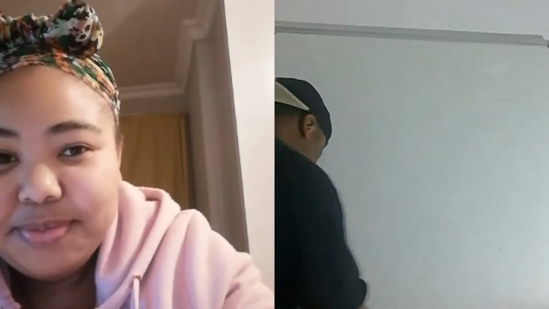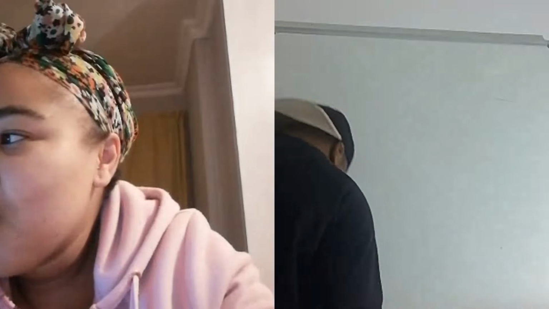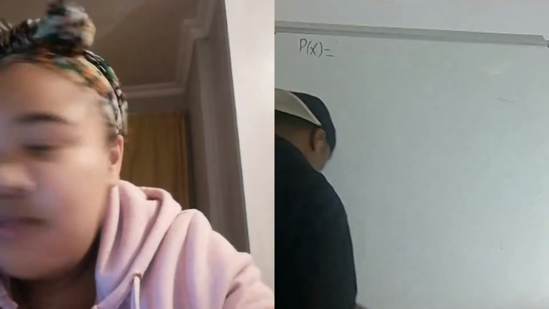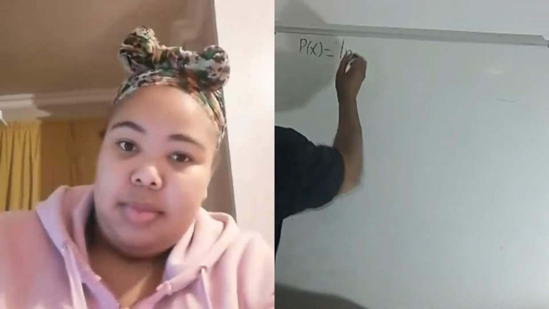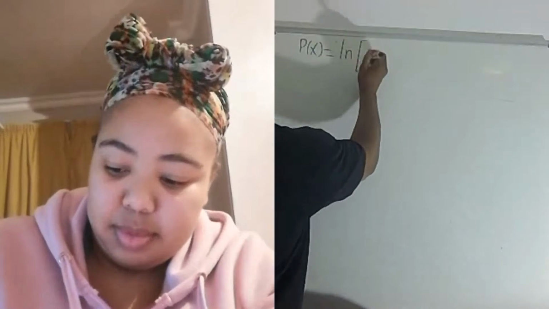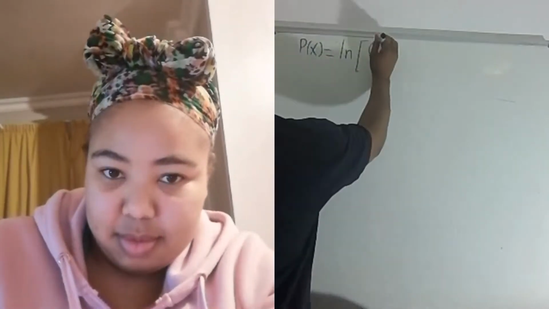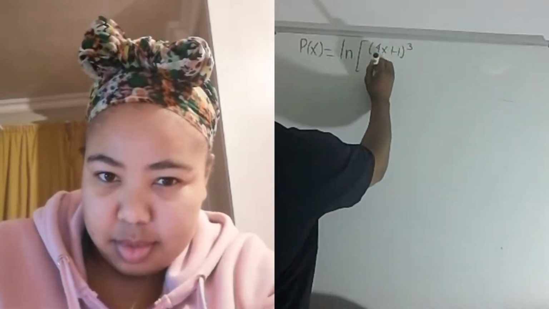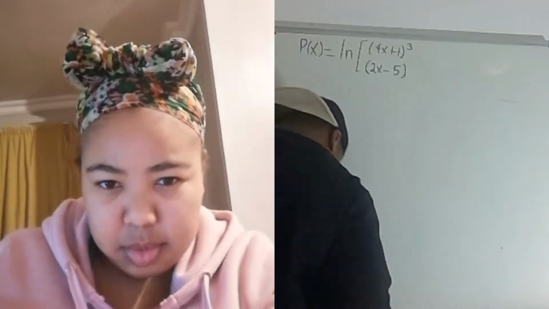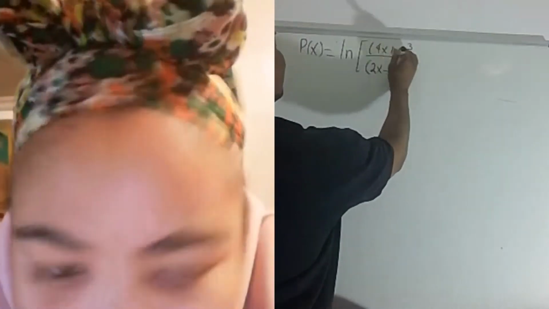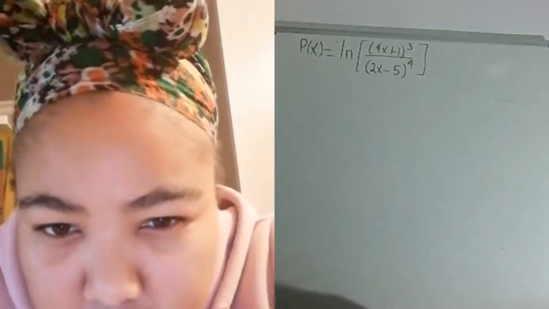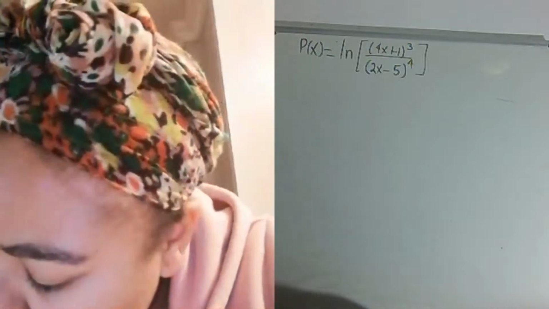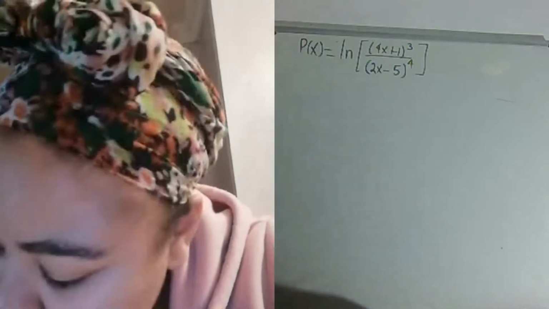Let's do some questions here. So this is the function Q of x equals the long bracket: (4x plus 1) cubed, (2x minus 5) to the power 4. That's the question. From the same, (4x plus 1) cubed plus 3.